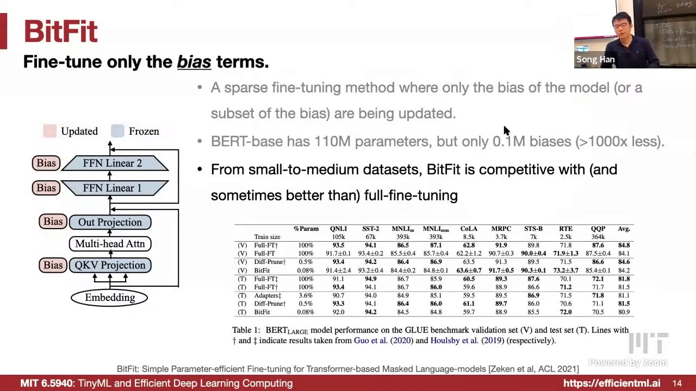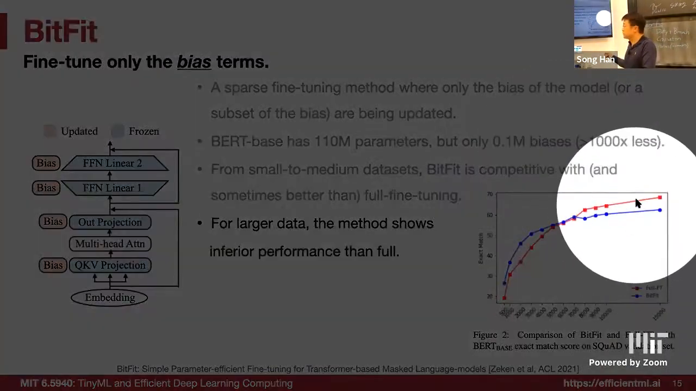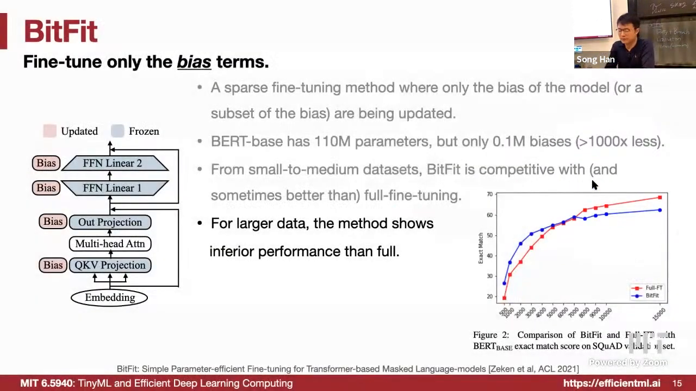But interestingly, for these small to medium data sets, only fine-tuning the bias actually gives you pretty competitive results compared with the full fine-tuning. But for larger data sets, the method is showing worse accuracy, in blue right here, compared with the right part.